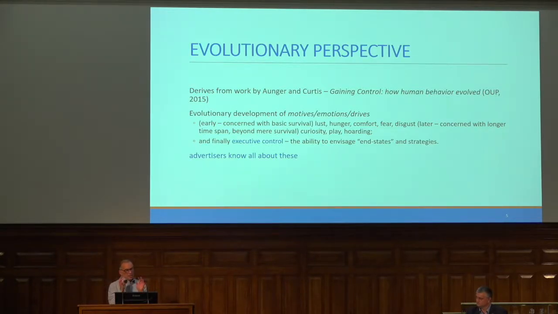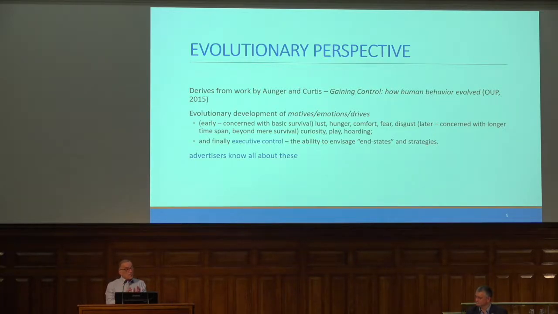And finally, there are really complex, much later, often thought of as typically human, I don't think they are, evolved behaviours involving executive control, dealing with end states, working out strategies, those kinds of things. And that's why Andra and Curtis call their book Gaining Control, because it's that process of ultimately moving towards, it's a very simplistic evolutionary picture actually, almost 19th century, of moving towards gaining control.